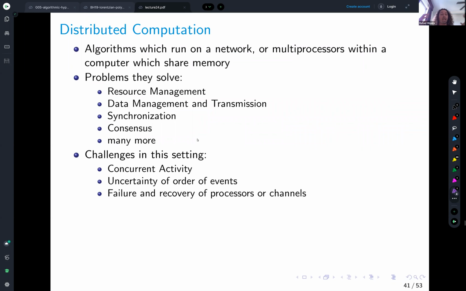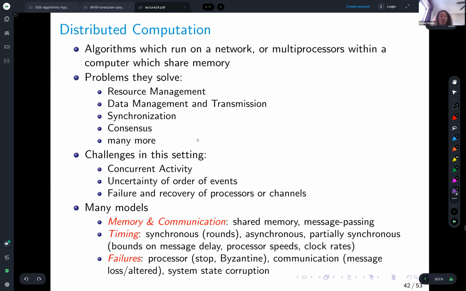And what were the challenges in the setting that we had? Well, the challenges were that there's concurrent activity going on, and this is a challenge that we certainly didn't see in the previous models of computation, right? There was also uncertainty in the order of events, and there's also the idea of failure and recovery of processors with channels, right? The same way that my internet connection failed last time, right?